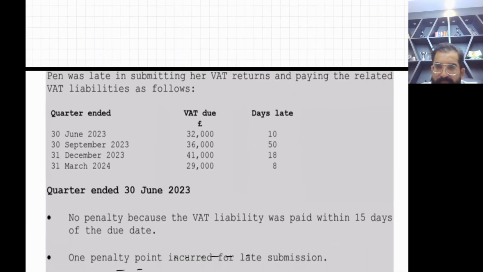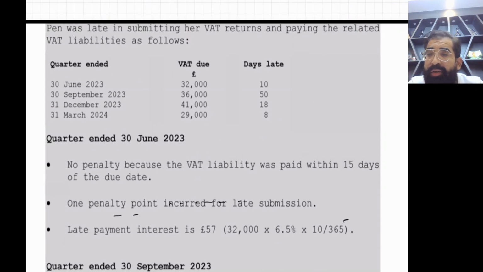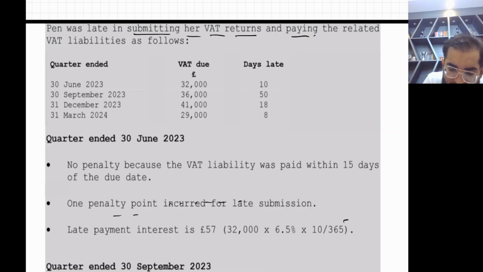Okay, now this is the first question which is given in your article. It is already solved, but yes, you have to follow properly what I just taught you. Pen was late in submitting her VAT returns and paying the related VAT liabilities as follows. So both of these things are there: late VAT return as well as late VAT payment. So these are two separate topics now.